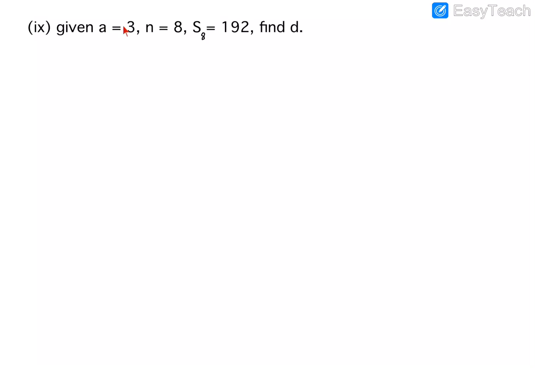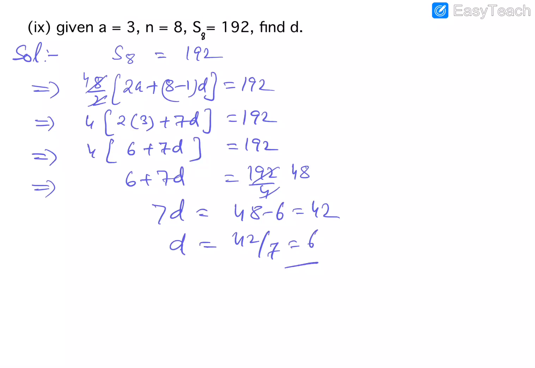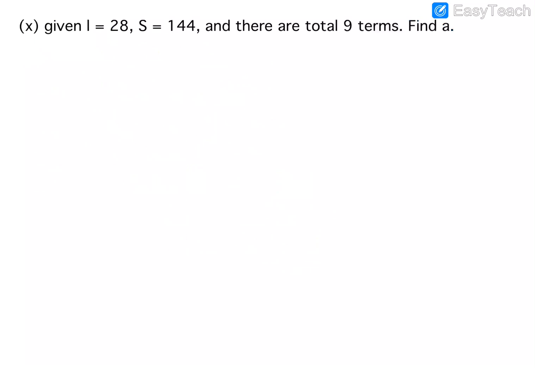Ninth part of the problem is a is equal to 3, n is equal to 8, S8 is 192, find d. S8 is equal to 192 given. So, we can write the sum of first 8 terms as 8 by 2, 2a plus 8 minus 1 into d. Cancelling this 8 by 2 gives 4, then putting the value of a as 3, we get like this, and thus the value of d, that is common difference, is 6.